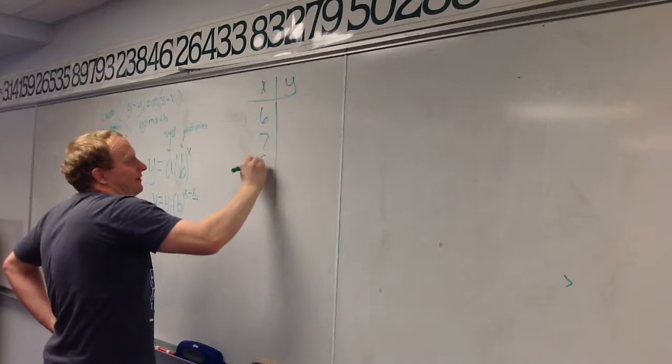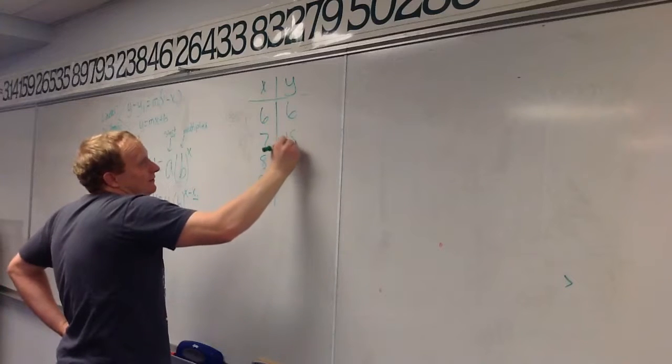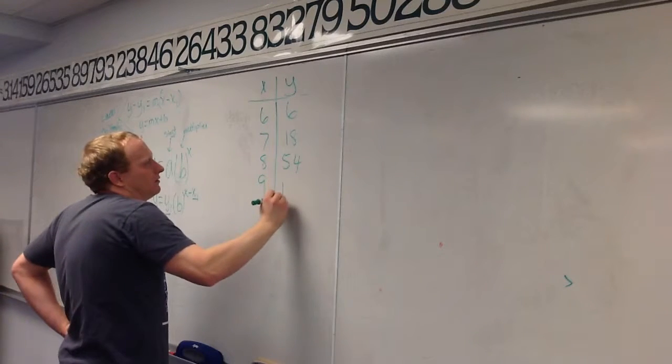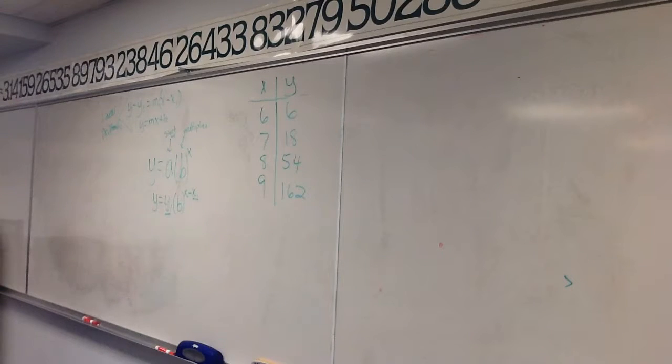6, 18, 54, 162. Write the rule, go. Is it what we just did right now? Isn't it 12? Is it adding 12? No. 6 plus 12 is 18, but 18 plus 12 doesn't give you 54.